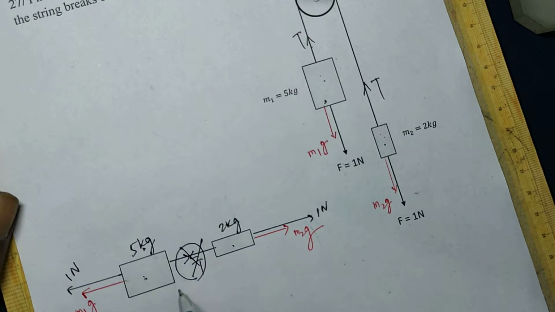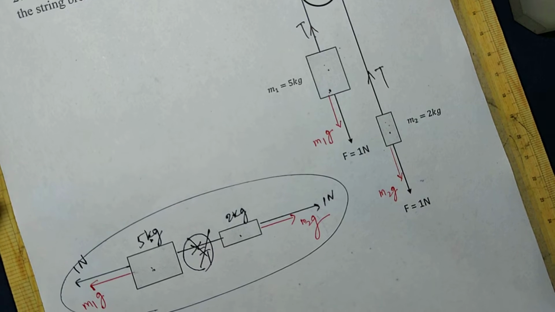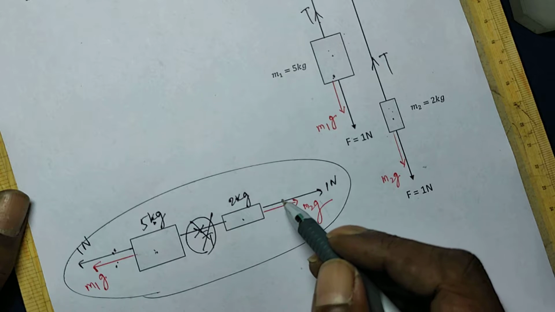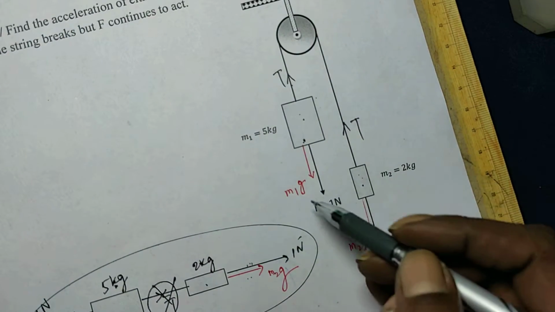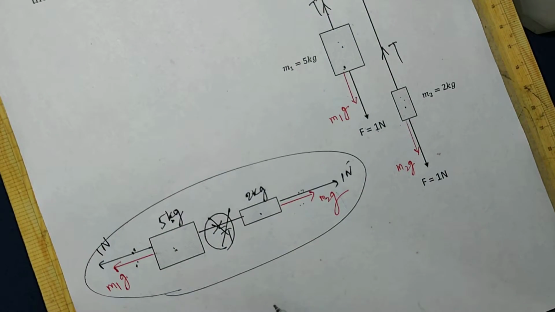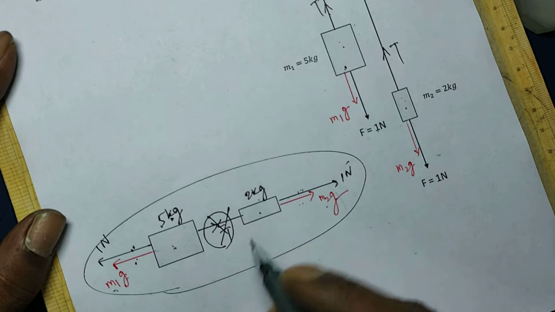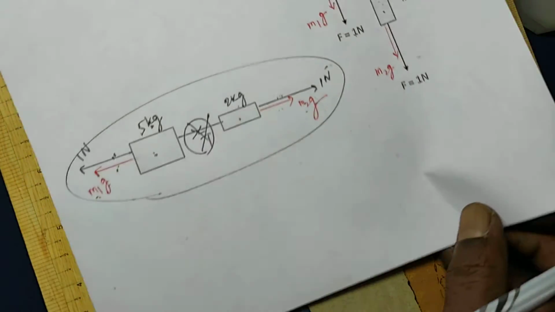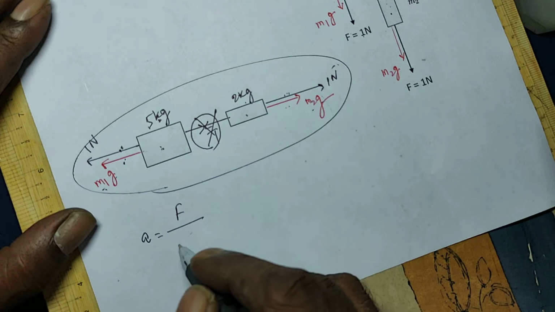Now, if you look at the total mass of the system, it is 5 plus 2, that is 7 kg. And the net force acting on the system: two forces on this side towards left, two forces on this side towards right. In fact, these two forces are down and these two forces are also vertically down. So, to answer it quickly, look, this 5 kg, so this M1G will be more than M2G because this is 2 kg. So your acceleration will be your net force over total mass.